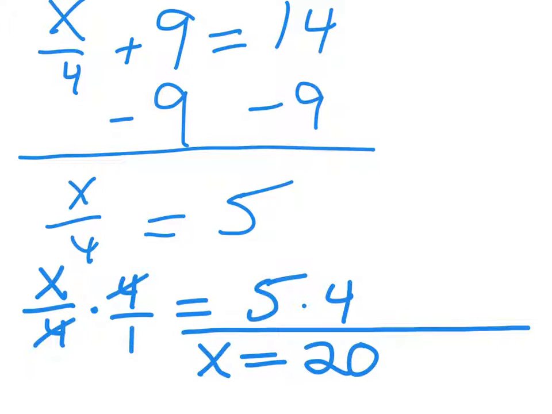So anytime you've got something on the bottom of a fraction, you can just multiply it by something on the top of a fraction, in this case just on top of 1, and those cancel out. Of course, the easy way to think about it, x divided by 4 times 4. If you divide something by 4 and then multiply it by 4, you're right back where you started.